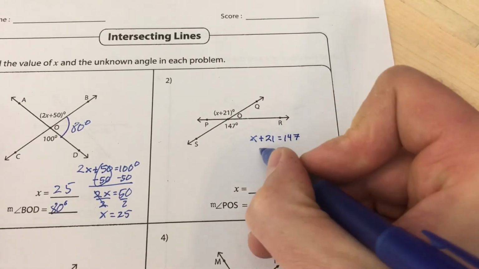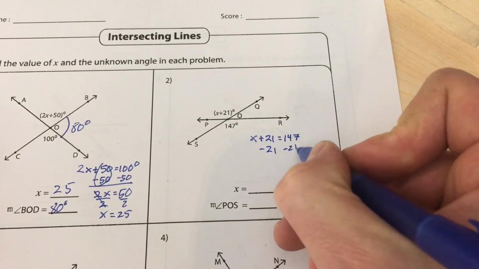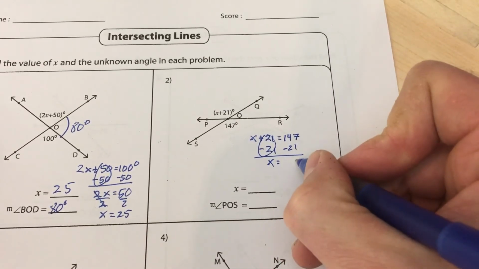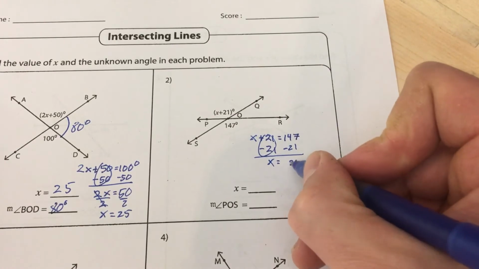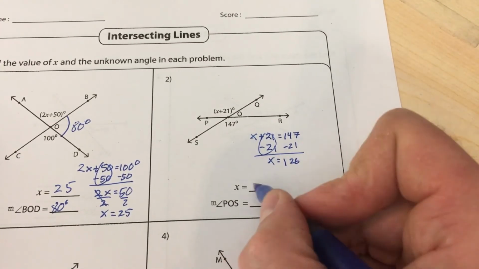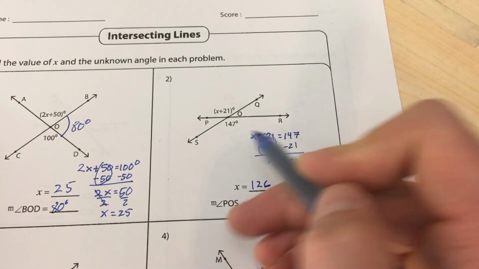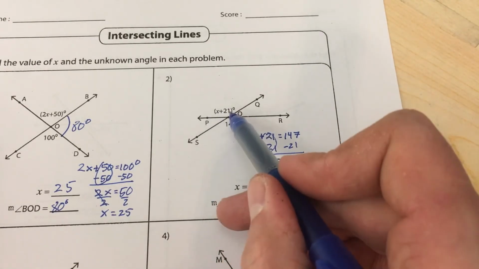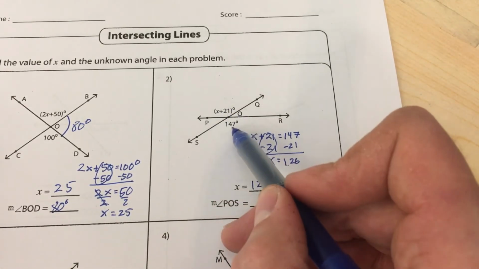And we're going to subtract 21 from that. Okay, that's just solving an equation, and we've got 126. So x is 126, which makes sense. If this is 147, then we have x plus 21. 126 plus 21 is 147. They should be equal to each other.